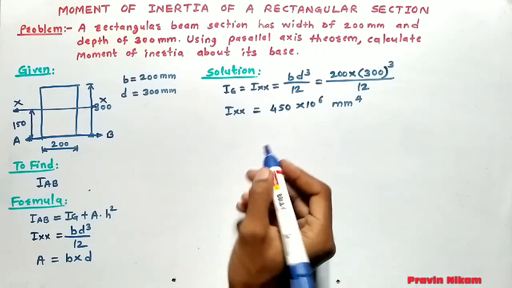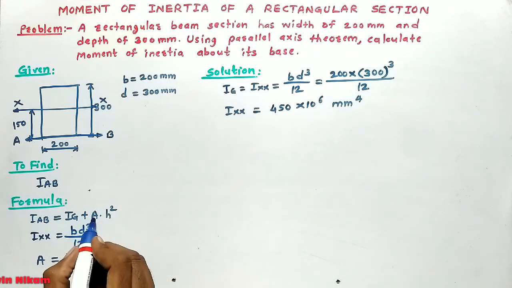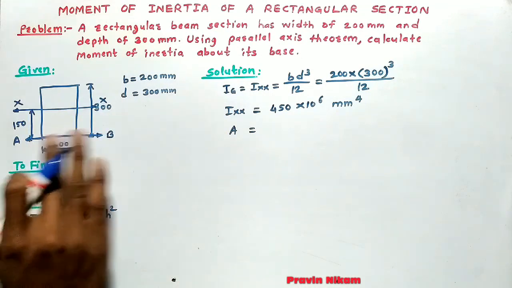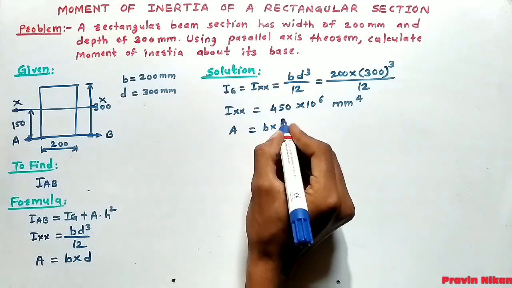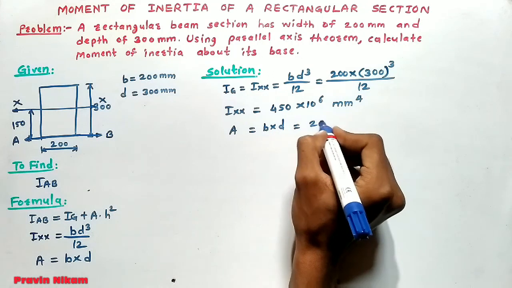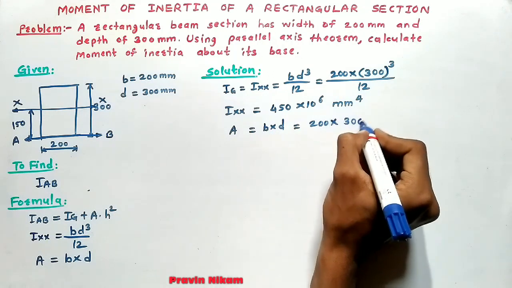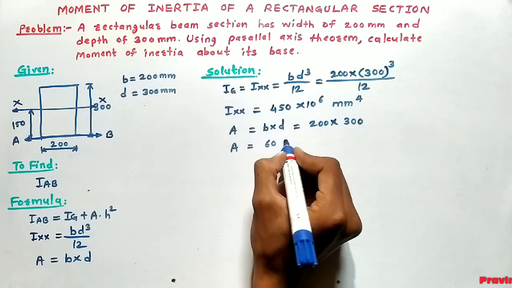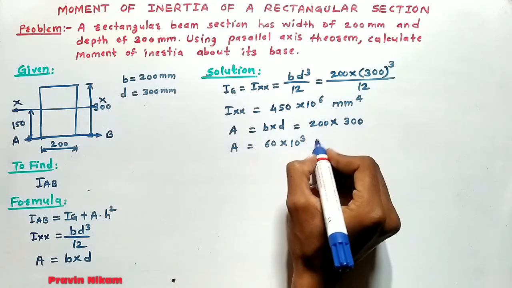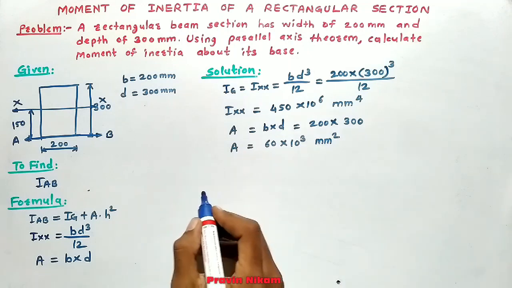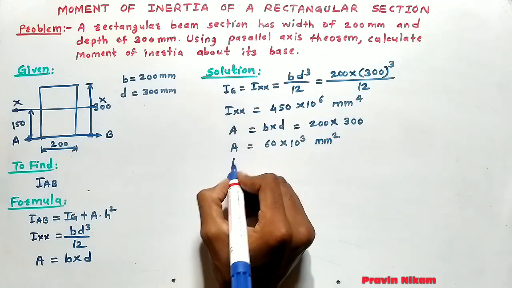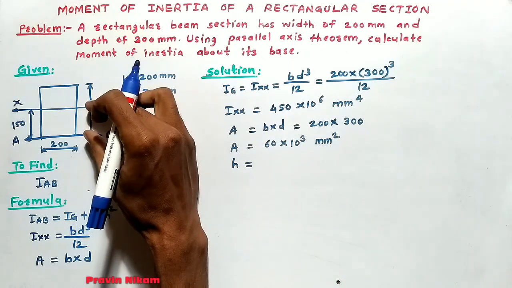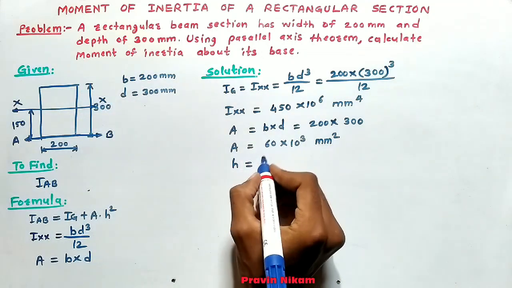You will get 450 into 10 raised to 6, and the unit of moment of inertia is mm raised to 4. Now find out the area of the rectangle. Area of the rectangle is B into D, so 200 into 300. The area is 60 into 10 raised to 3, and the unit of area is mm square. And H is the distance between two parallel axes, which is 150 mm.